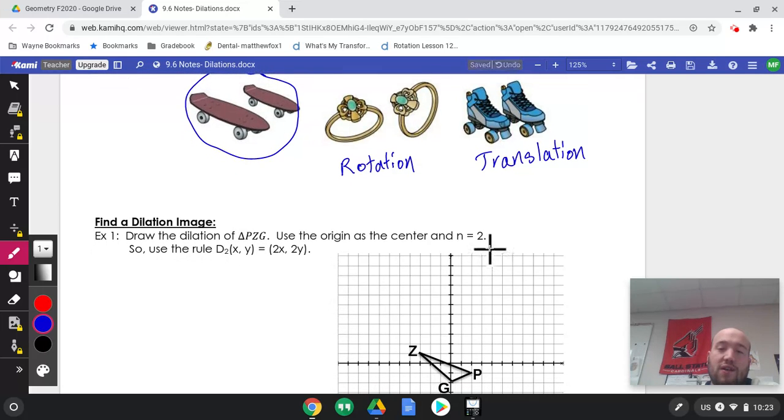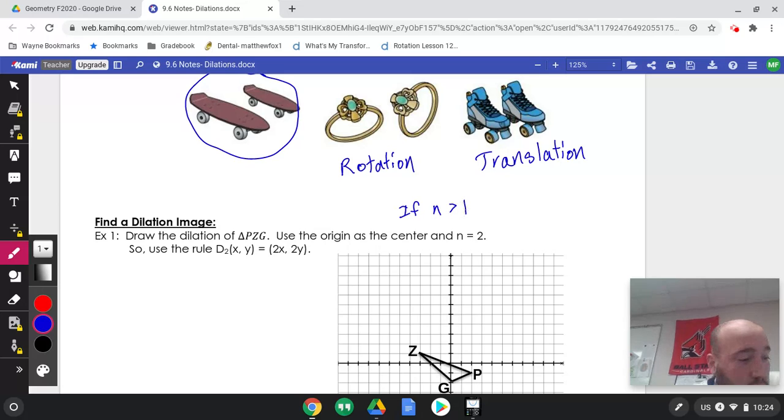Now, just to keep in mind, if the scale factor is bigger than 1, you probably want to write this down. If n is greater than 1, then that means it's going to be an enlargement. Okay, we're getting bigger. Now on the back, we're going to do one if n is less than 1. That is an example of a reduction, meaning it will get smaller in size.